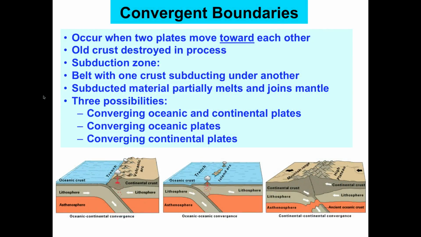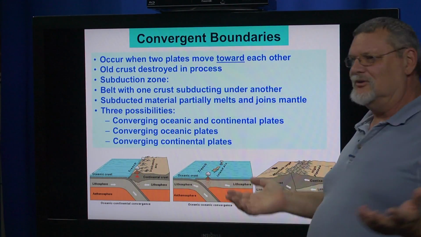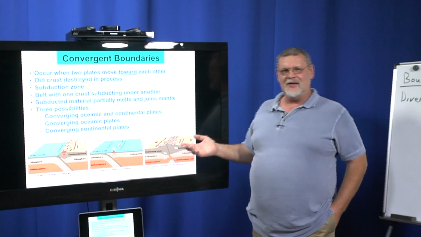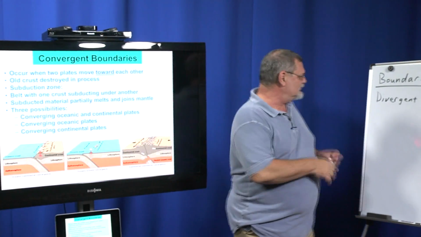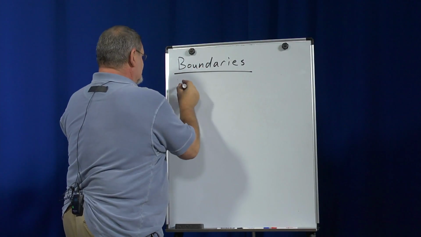All right, convergent boundaries. These are when two plates move toward each other, and there's three kinds, based on the three combinations of how they could come together. There's two kinds of plates. There's the oceanic crust, and you have the continental crust. So you could have an oceanic and a continental crust coming together. You could have two oceanic crusts coming together, and you could have two continental crusts. I mean, obviously those are the three combinations that you have if you have two different types of crusts. So let's talk about, let me put up here convergent.